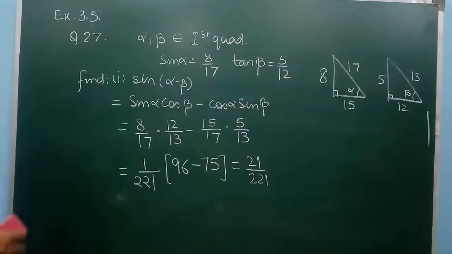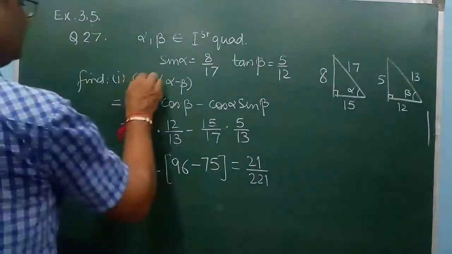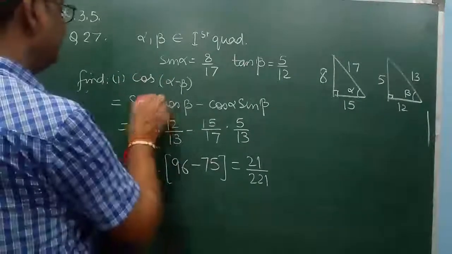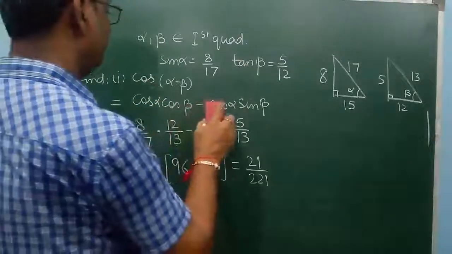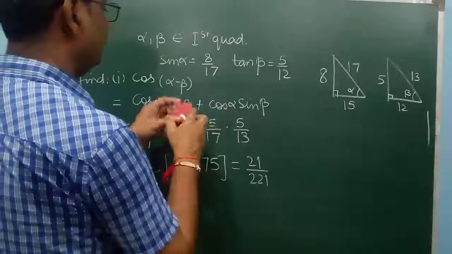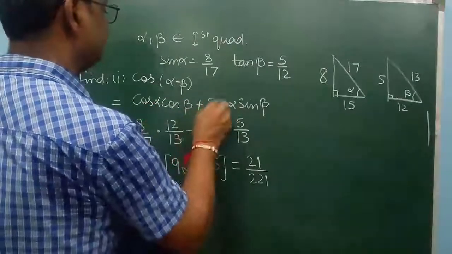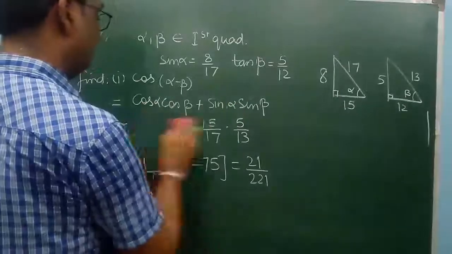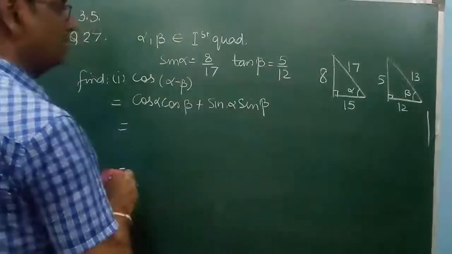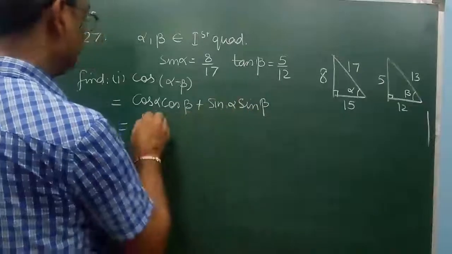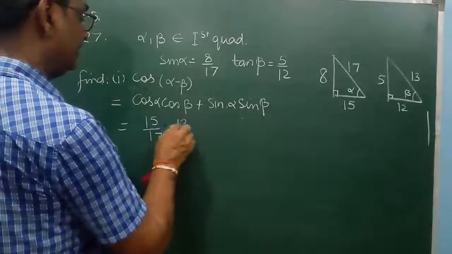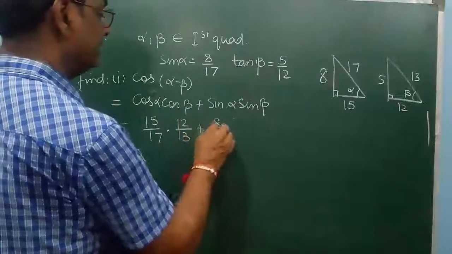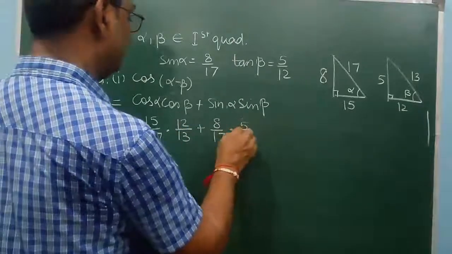Now we have to find cos(alpha minus beta). The formula will be cos alpha cos beta plus sin alpha sin beta. Cos alpha is 15 by 17, cos beta is 12 by 13, plus 8 by 17 into 5 by 13.